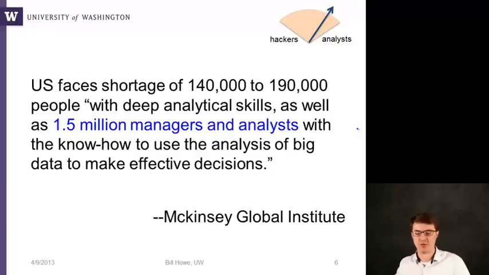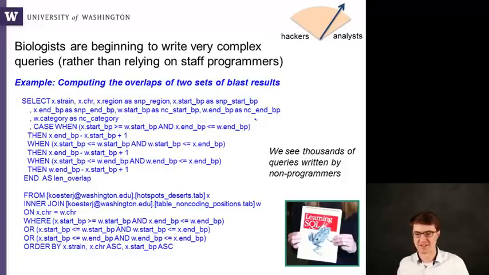This is an often quoted report from the McKinsey Global Institute; you'll see this quote time and again. But the people that use this quote tend to focus on the first part that talks about 140,000 to 190,000 people with deep analytical skills. The second part of the quote is that you also need 1.5 million managers and analysts who know how to use the analysis of big data to make effective decisions. So it won't be just the programmers working in this space, and I wanted to think about how to design a course that could appeal to and inform both categories of people.